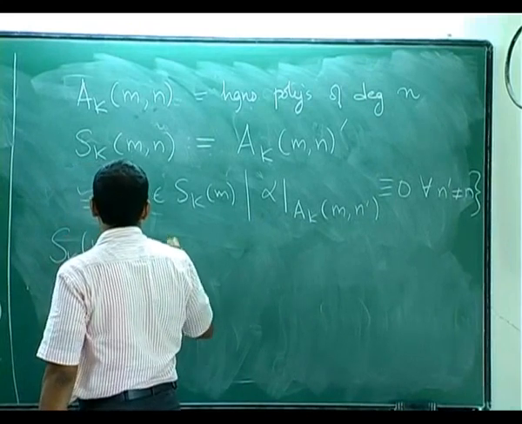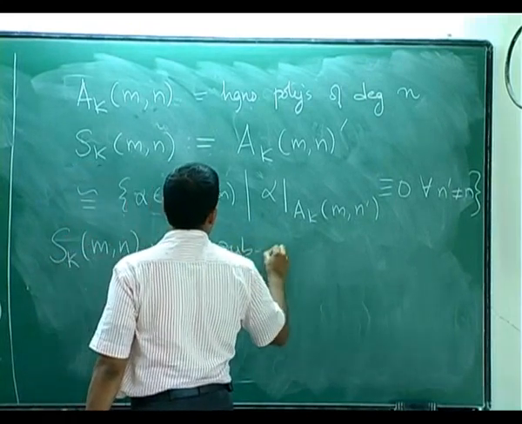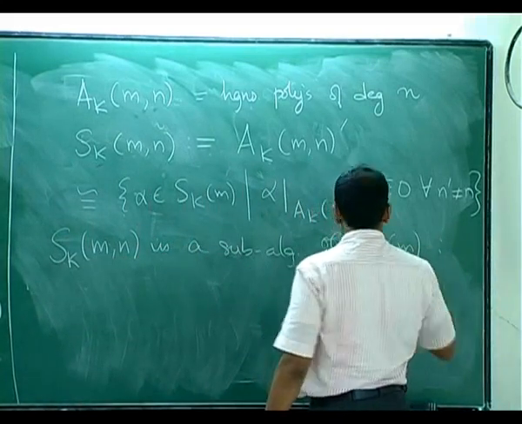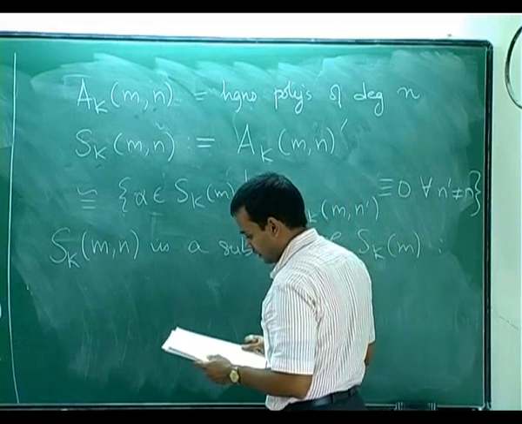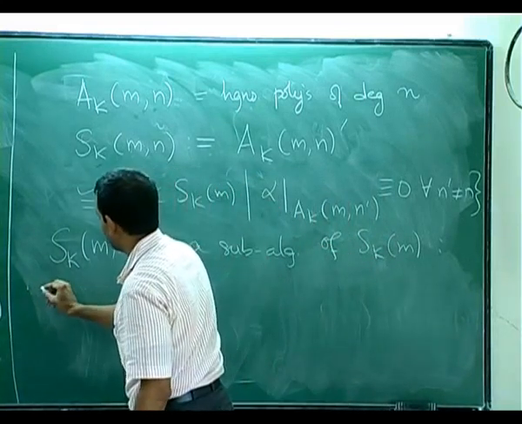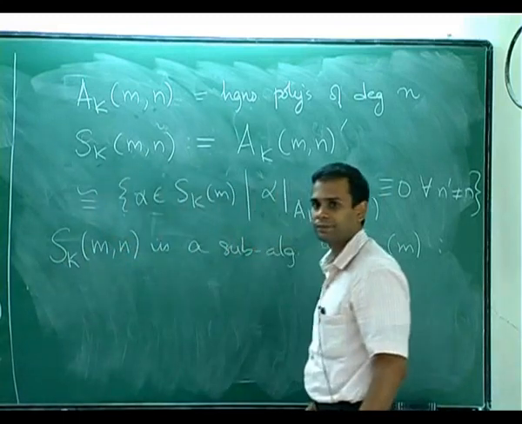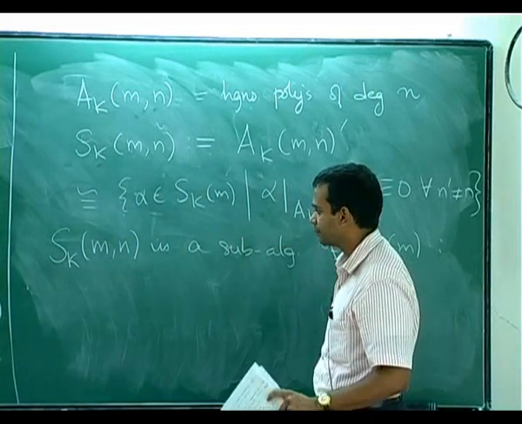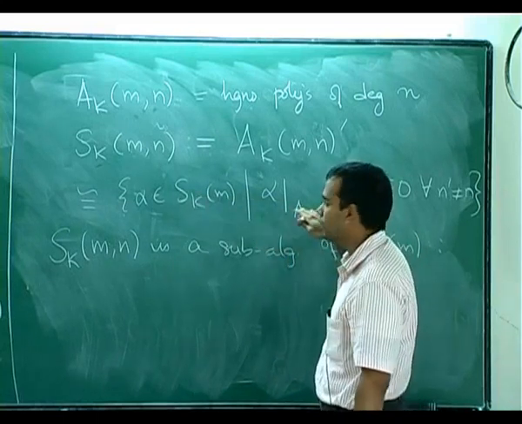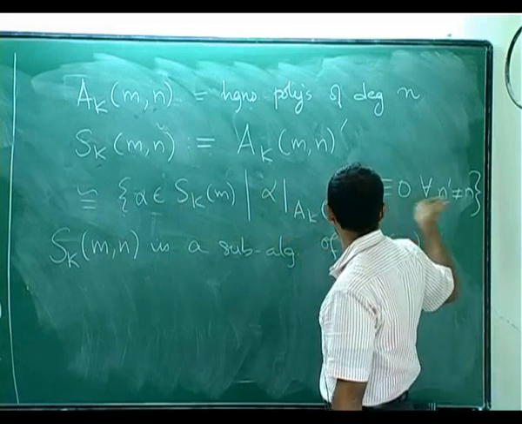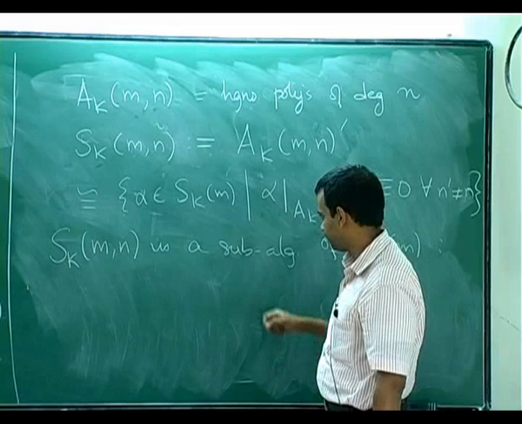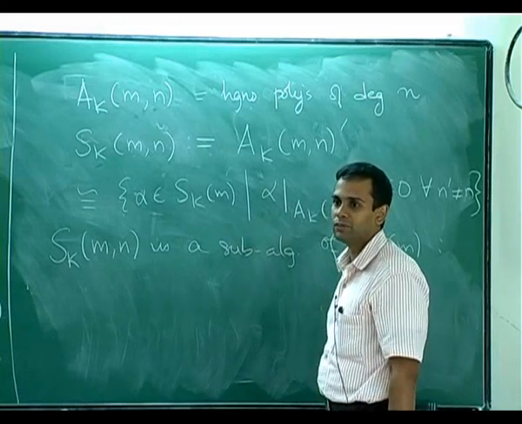SKMN is a subalgebra of SKM. Why is that? Well, it's kind of a routine check. I'll leave it to you to check. You can use this characterization: if alpha and beta vanish on everything of degree not equal to n, then alpha times beta will also vanish on that.